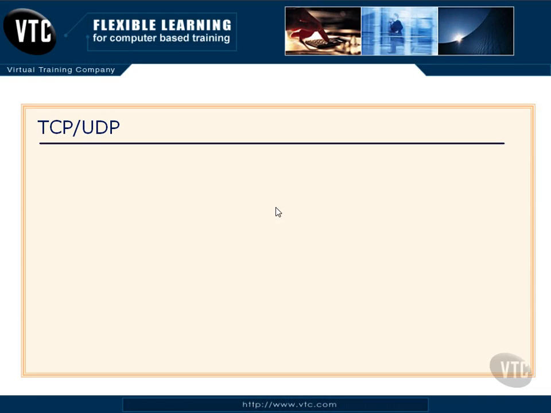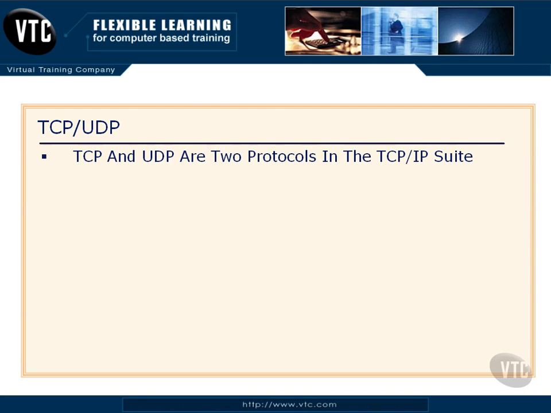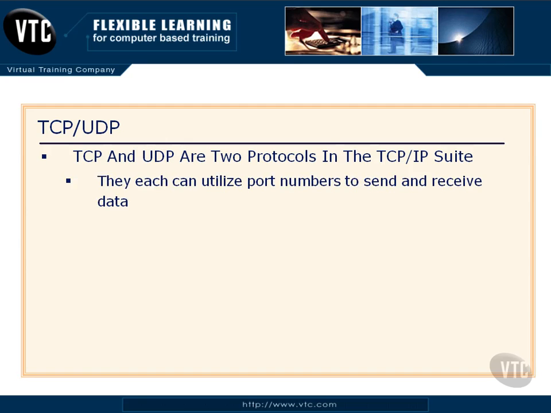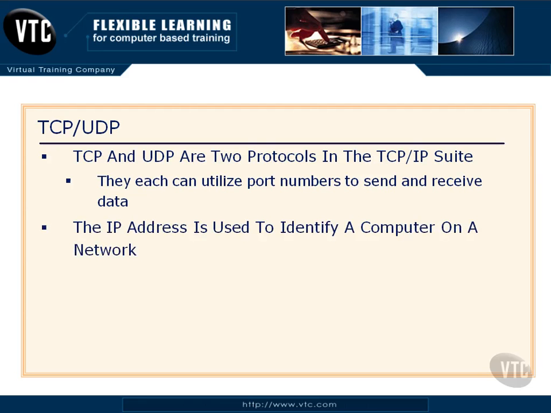Now let's dig just a little bit deeper under the hood of TCP/IP, and let's talk about the two main protocols, TCP and UDP. These are two distinct protocols in the TCP/IP suite. You're always going to be using one or the other of these to communicate, and they can each utilize port numbers to send and receive data. We're going to talk about both of those aspects of TCP and UDP in this video. Then we'll talk about some specifics about these port numbers that you need to memorize for the exam in the next video.